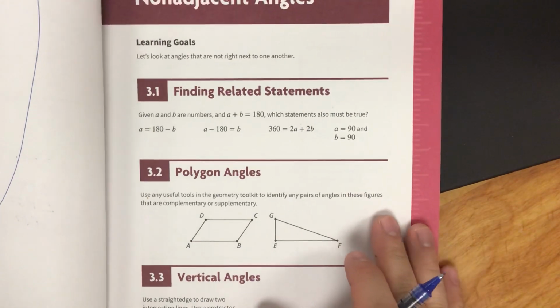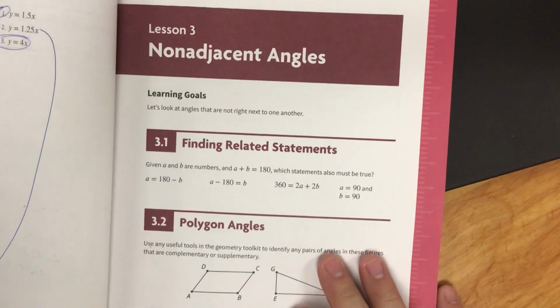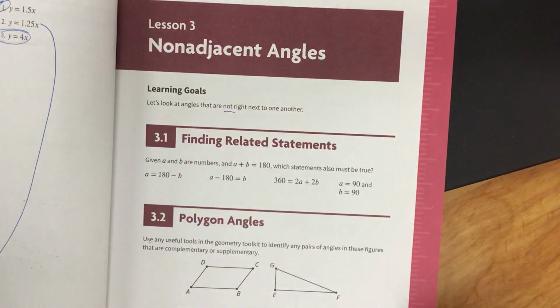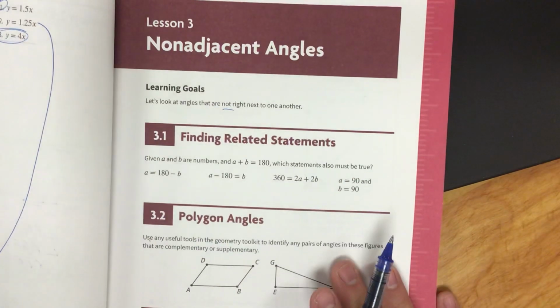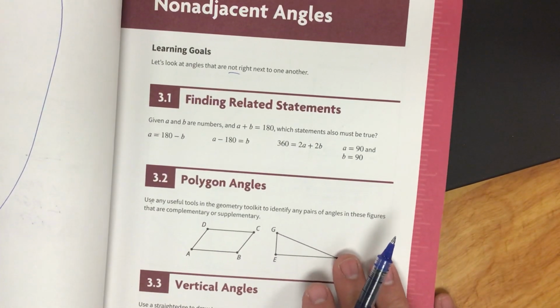All right, lesson 3, non-adjacent angles. Remember, adjacent angles are angles that are next to each other. Non-adjacent, maybe they are not right next to each other. Then what are you going to do? Well, we'll find out today. Just know that they are called non-adjacent angles. Pretty simple. Adjacent angles are next to each other. Non-adjacent means they are not right next to each other.